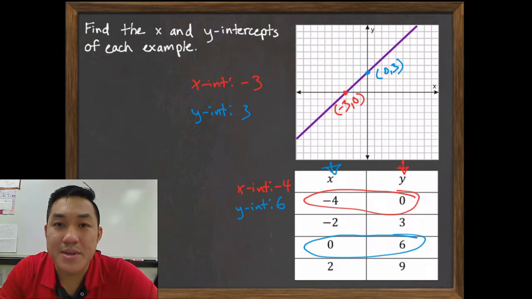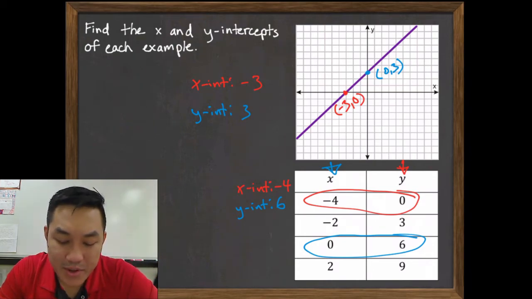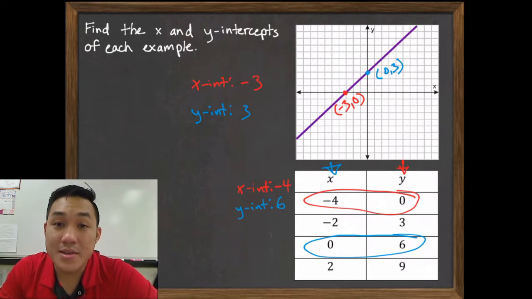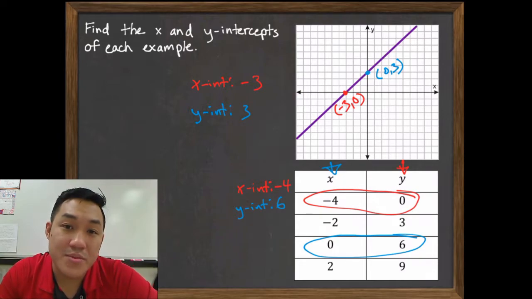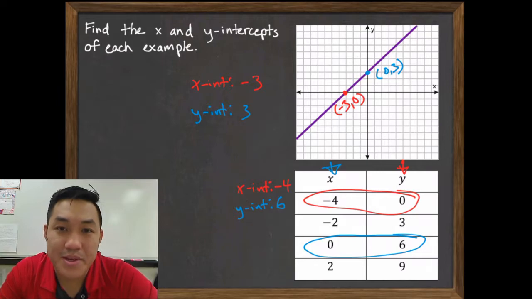Don't get those mixed up. I know it's very easy to, but remember, your x-intercept is when y is 0. Your y-intercept is when x is 0, so kind of flip-flop there.